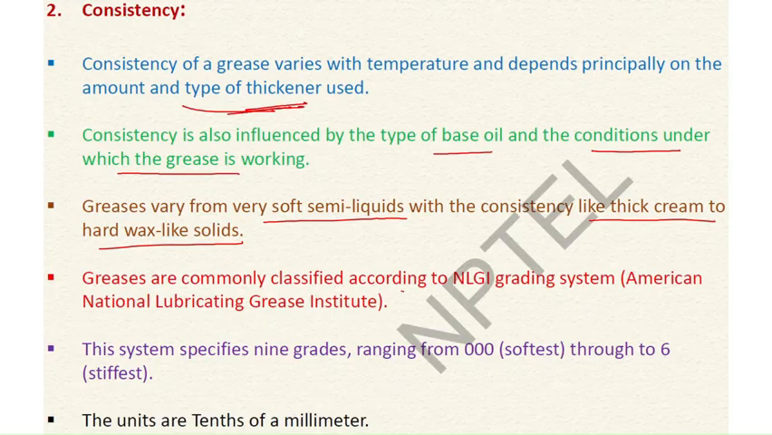Greases are commonly classified according to the NLGI grading system, that is, the National Lubricating Grease Institute. This system specifies 9 grades ranging from 000, that is softest, to 6, which is the stiffest. And the units are tenths of a millimeter.